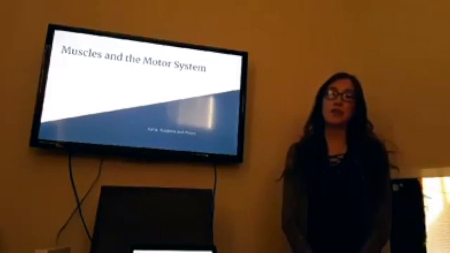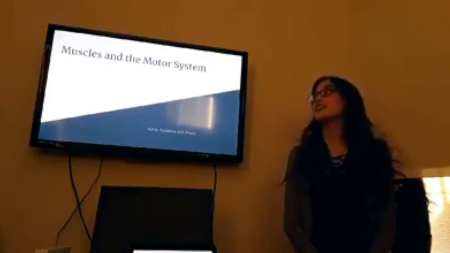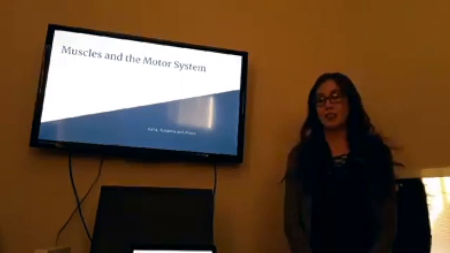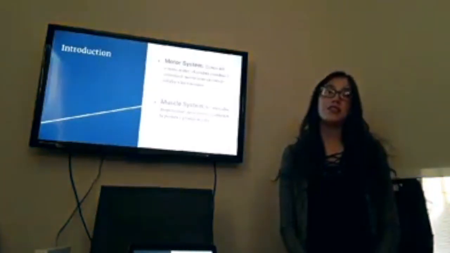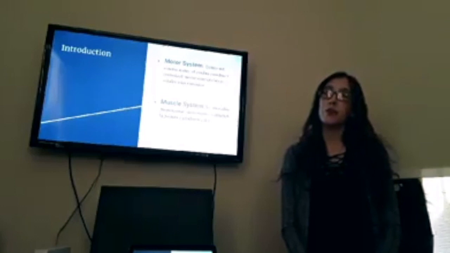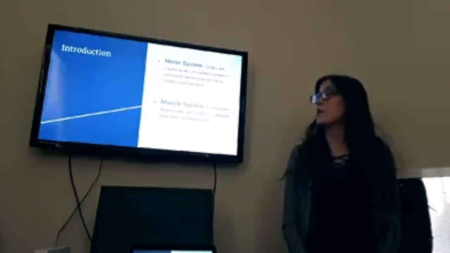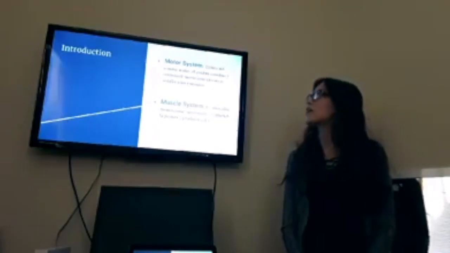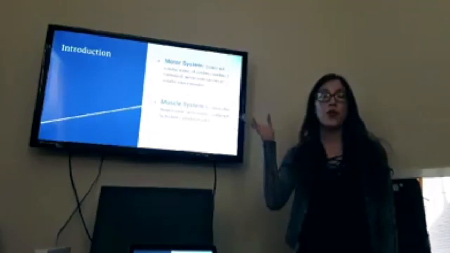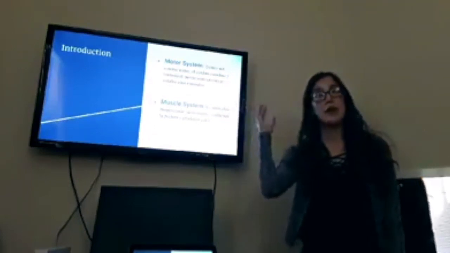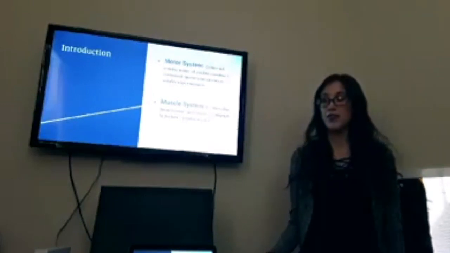Y hoy nosotros vamos a presentar sobre el capítulo 22, que se relaciona al sistema motor y los músculos del cuerpo. El sistema motor es un proceso en tu cuerpo que controla los movimientos. Y el capítulo empieza por presentar y definir el término, que básicamente te dice que el pensamiento o la señal empieza en el cerebro, viaja a tus nervios y viaja a tus músculos y produce movimiento.